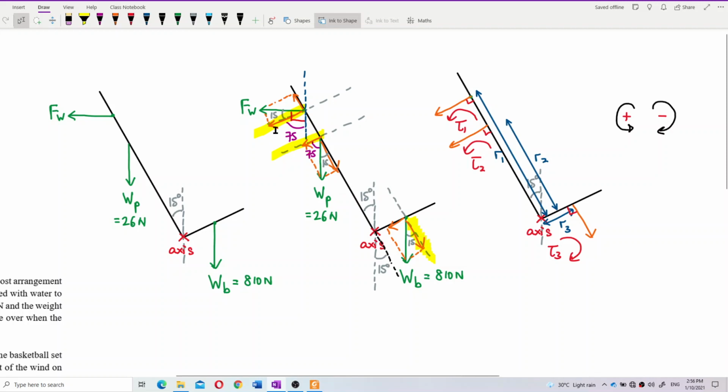Done. Now look at the force of the wind. The force of the wind also we can resolve into two components, the parallel and perpendicular component. And what's the angle? This one is a little bit tricky, but it's not so tricky. Look carefully.